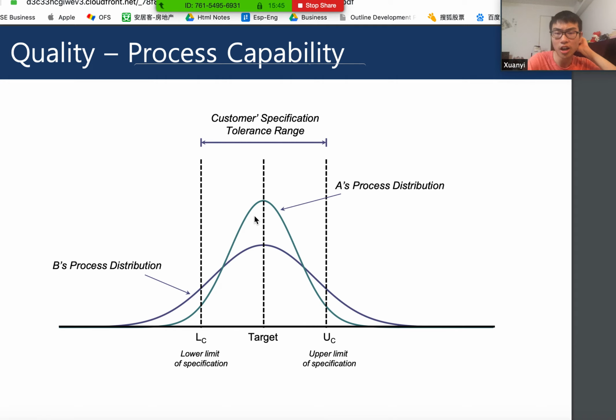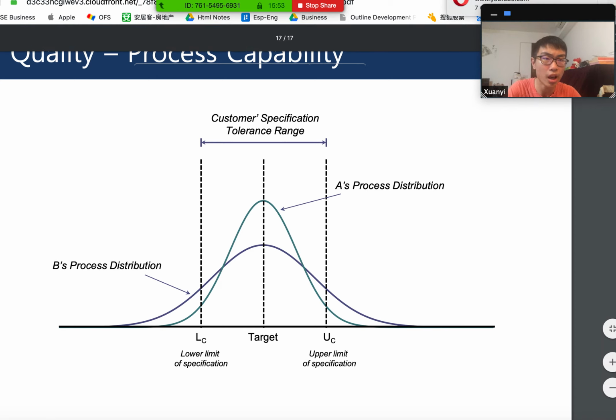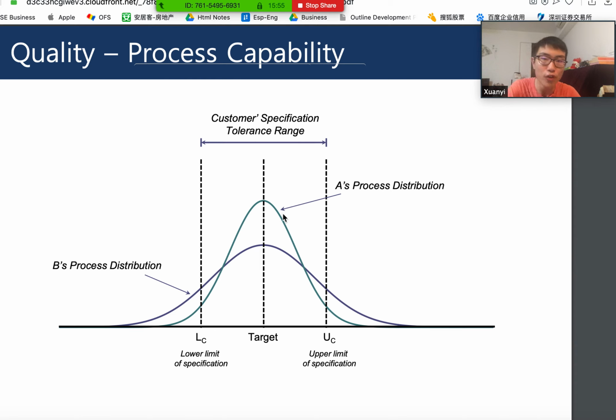So in this case, there's a lower limit of specification and a higher limit of specification. In B's case, B actually has outliers, so maybe B is required to fix these issues. And for A, in this case, they are within the tolerance range, so maybe this should be okay.